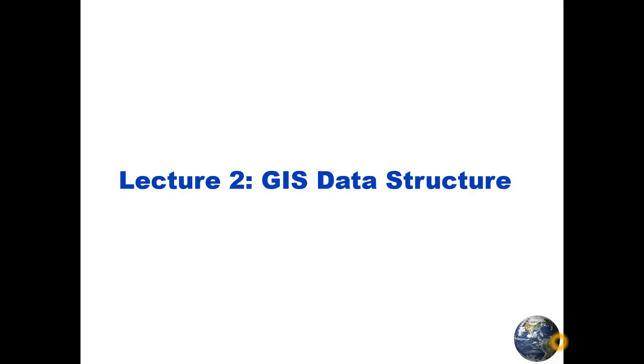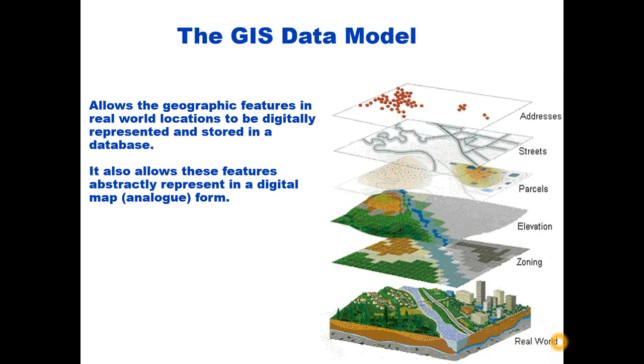In this session, I will teach you about GIS data structure. So, the GIS data model. What is a GIS data model, or what is the GIS doing? As you can see at the bottom, a real-world representation here: the buildings, the parks, the roads, and the rivers. So what a GIS does is an abstract representation of all these real-world features into some models.